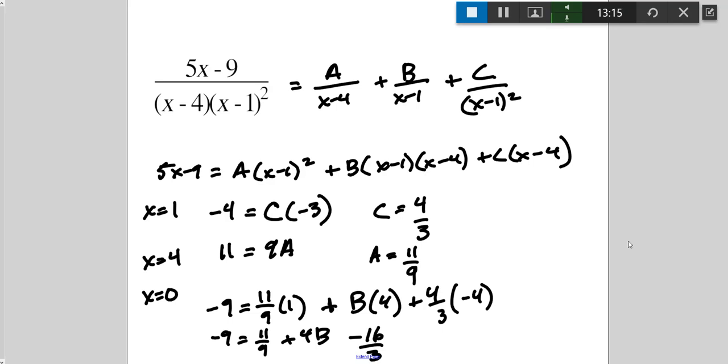It's a little bit ugly, but when we do the arithmetic, which I'm not going to do in detail, we end up with 4b equals negative 44/9. So b equals negative 11/9. Then for our partial fraction decomposition, let's write our numbers up here so we can see. We have a is 11/9, b is negative 11/9, and c is 4/3.